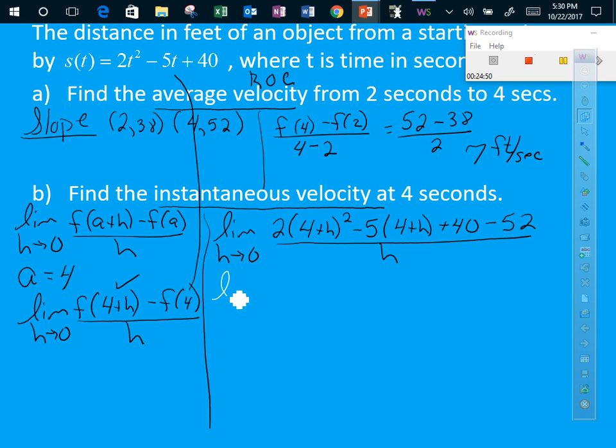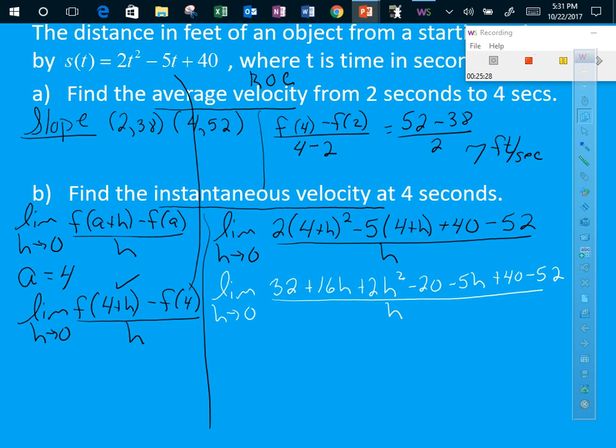I'll do my next line in a different color. So the limit as h approaches 0. Now it's all algebra. So I'm going to FOIL this out and distribute the 2. So 4 squared is 16, distributed 2, I'm going to have 32, plus 4 times h is 4h, doubled is 8, doubled again is 16. So I got 16h plus 2h squared minus 20 minus 5h plus 40 minus 52. All of this is over h.